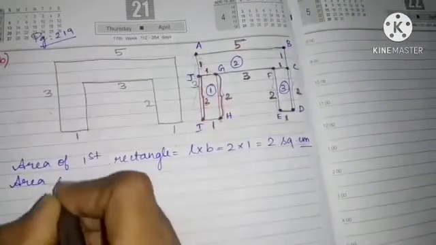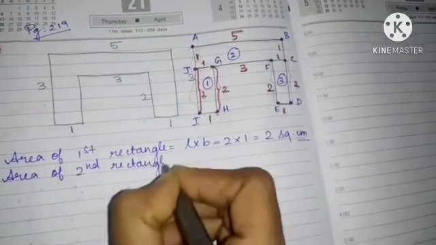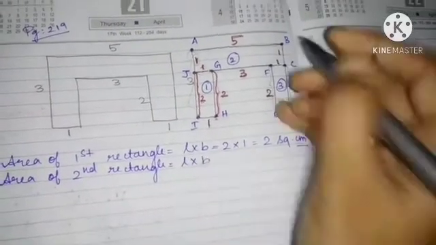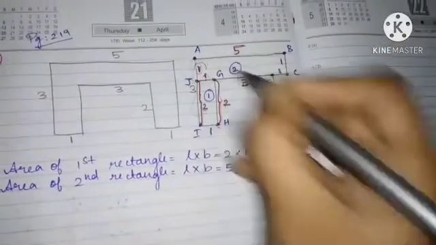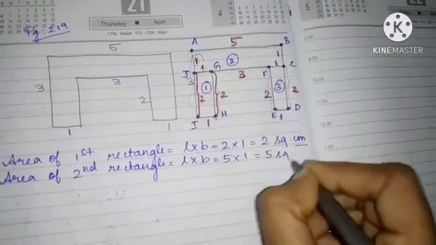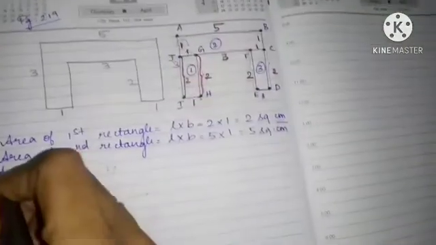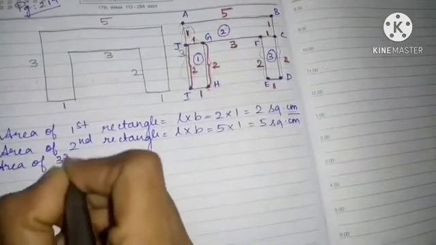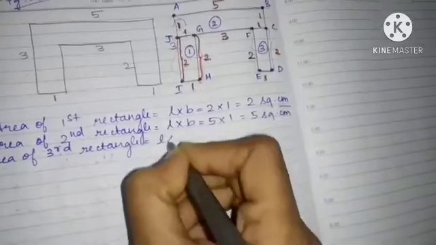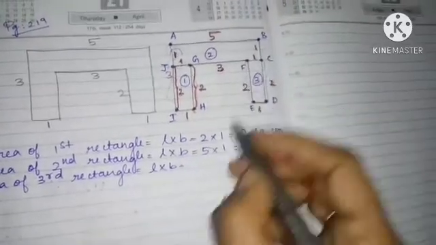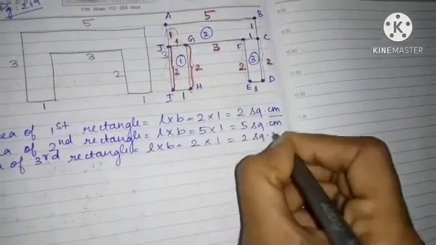Next, area of second rectangle. Same, L into B. What is the length of the rectangle? 5. What is the breadth? 1. 5 ones are 5 square centimeter. Next, area of third rectangle is L into B. What is the length? 2. What is the breadth? 1. 2 ones are 2 square centimeter.